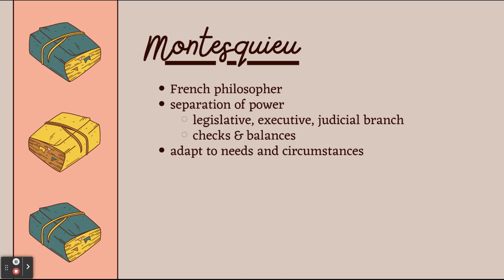Montesquieu was a French philosopher. He advocated for a separation of power, which largely inspired the separation of power as spelled out in the United States Constitution today. He believed that the power should be separated between the legislative, executive, and judicial branches.